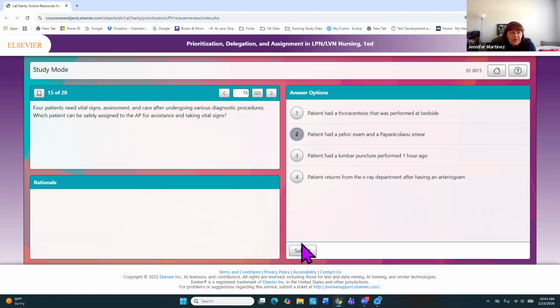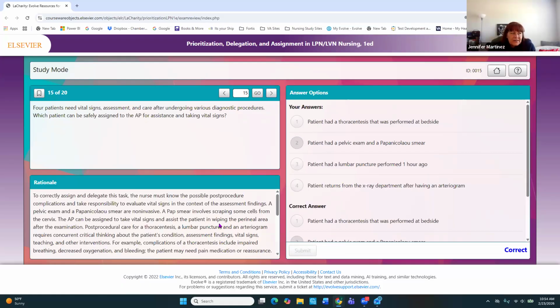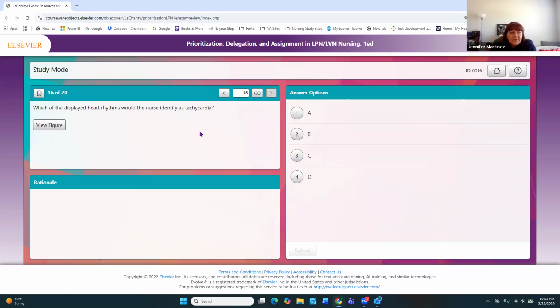Two. All right. So correct, right? So you have to know what your possible post-procedure complications are, right? And so pelvic exam and pap smear are non-invasive. So generally speaking, that's pretty safe.